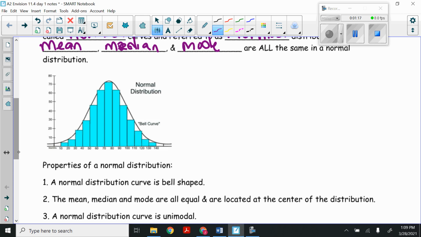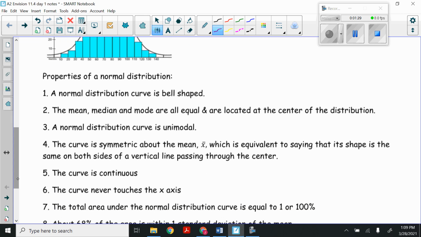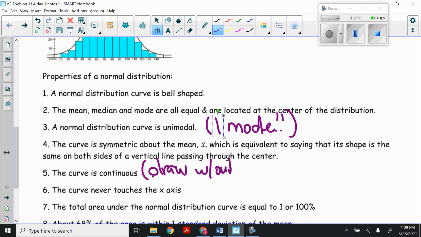Number one, a normal distribution is curve-shaped and bell-shaped. The mean, median, and mode are all equal and are located at the center of the distribution. A normal distribution curve is unimodal, which means it only has one mode. The curve is symmetric about the mean, which is equivalent to saying that its shape is the same on both sides of a vertical line passing through the center. The curve is continuous, which means that you can draw this without lifting up your pencil.